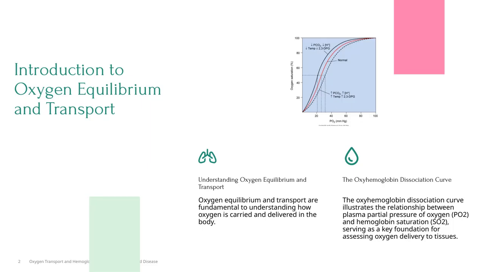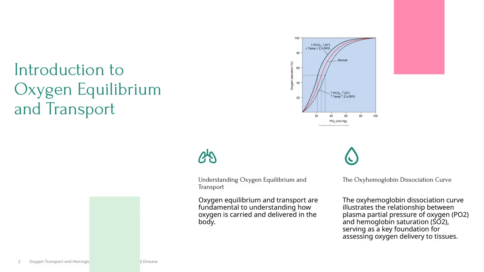Let's take a closer look at the oxyhemoglobin dissociation curve. This curve is a vital tool because it shows us the relationship between the partial pressure of oxygen in the plasma, or PO2, and the percentage of hemoglobin saturation, or SO2. Essentially, it helps us understand how readily hemoglobin picks up oxygen in the lungs and releases it in the tissues. This relationship is crucial for assessing how effectively oxygen is being delivered throughout the body.